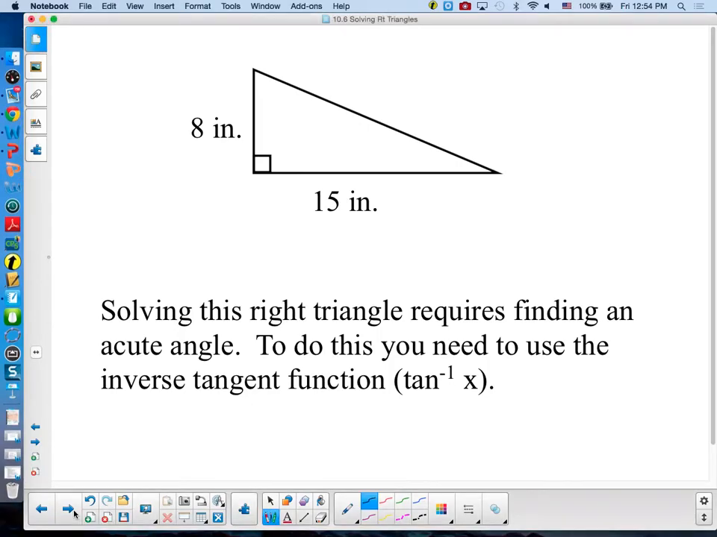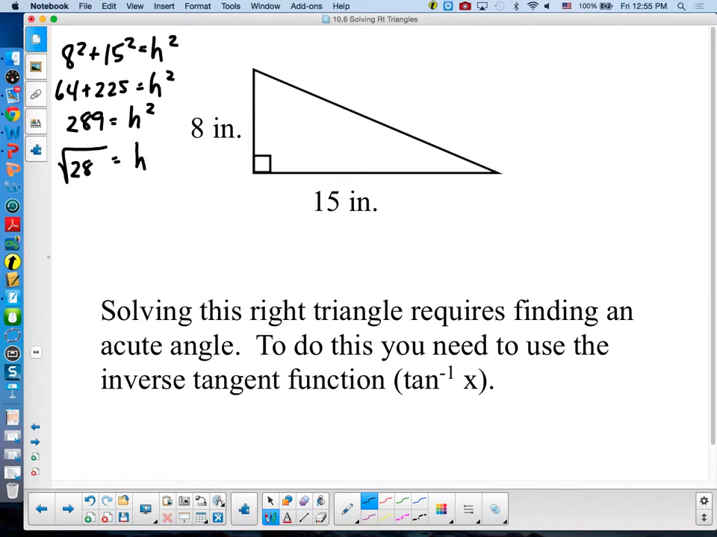Okay. All right, so when you're doing Pythagorean theorem, what did you get the hypotenuse to be? Yeah, I think you're right, because it's the square root of 289. Okay, hypotenuse is 17. Now we would get stuck because there's no way that we know of to do the rest.